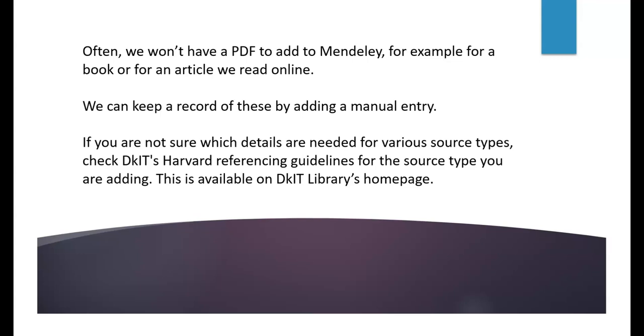Sometimes we won't have a PDF version of a source we are using, such as a book. We can keep a record of these by adding a manual entry. Check DKIT's Harvard Referencing Guidelines for the details required for various material types.